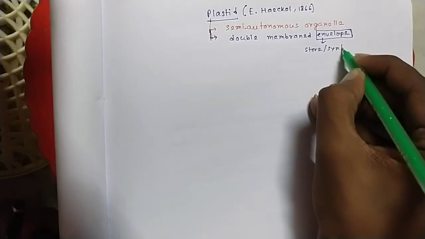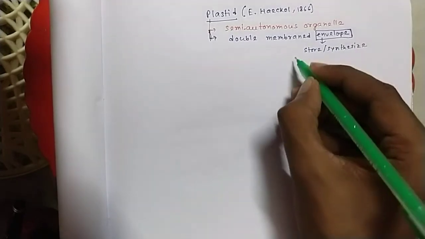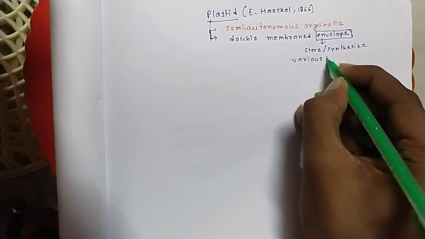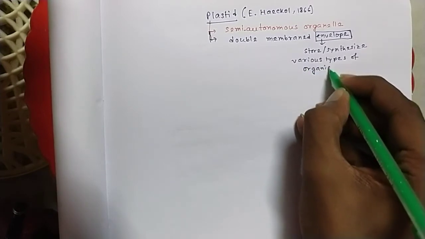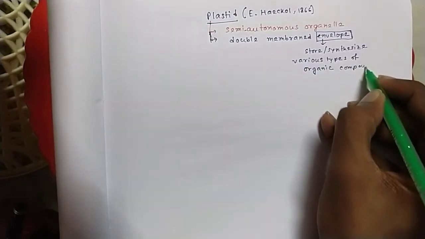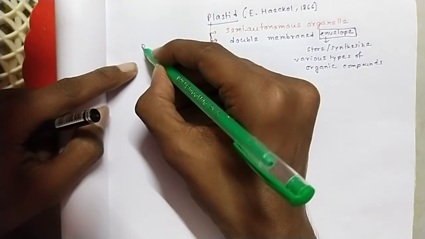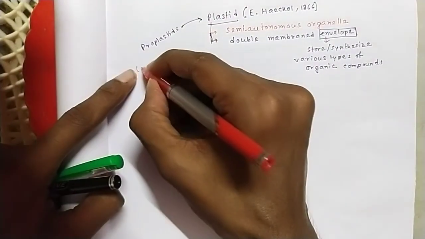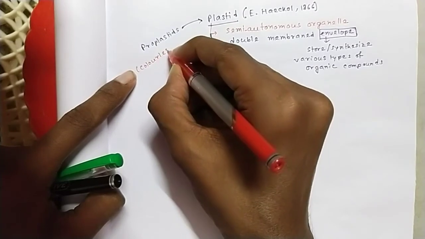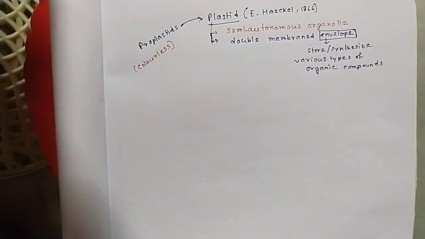Okay, so they have a double membraned envelope, and this envelope can store or synthesize various types of organic compounds. Okay, now these plastids come from precursors called proplastids. These proplastids are colorless, colorless precursors of plastids, and they have the capacity to divide and differentiate to form various types of plastids.